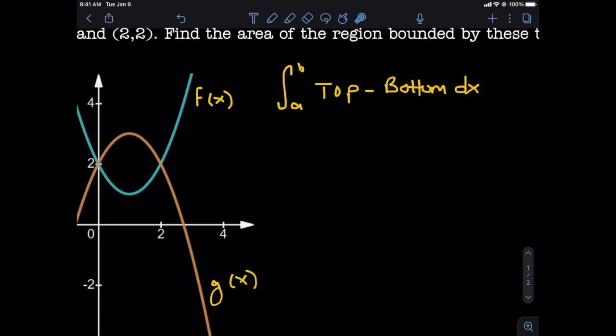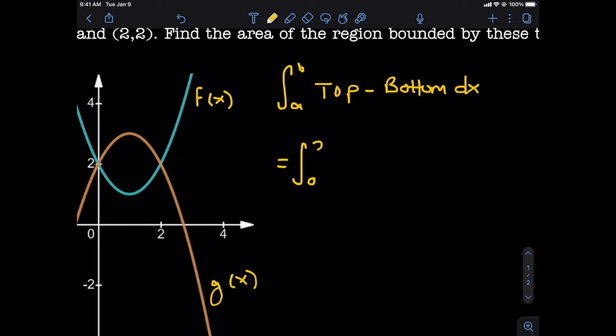Our top curve is the orange one, that's our g of x function, and the bottom curve is the blue function, that would be f of x. a is the x value of the left point of intersection, 0, and b is the right point of intersection's x value, 2. Now we can replace our general integral with the specific information for this problem.